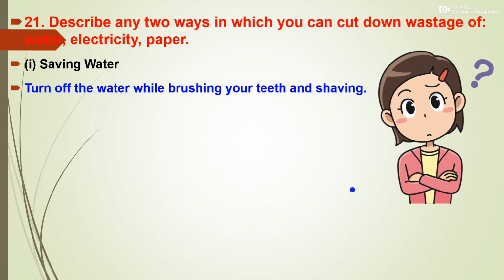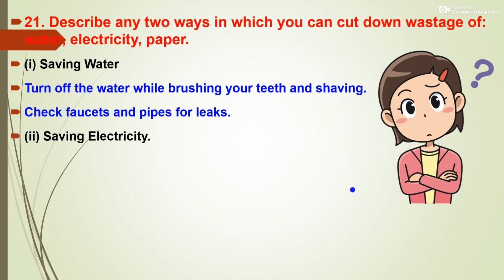To save water, we have to turn off the water while brushing our teeth and shaving, and check faucets and pipes for leaks. We have to check them regularly. Okay, and if we find any leak, we have to repair it soon.